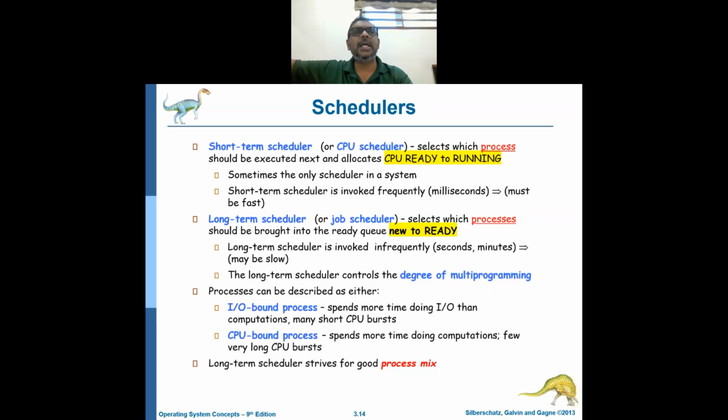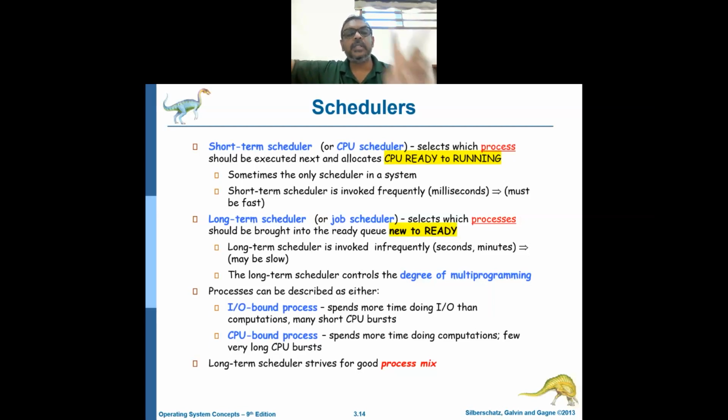So why do we need these schedulers? These schedulers are important to keep track of the number of programs or processes which can be run by the CPU. Because if you do not have a scheduler, then the processes or the programs can be jumbled up. So the operating system provides a scheduler to keep track of all the processes. And if you can see here, the long-term scheduler controls the degree of multi-programming. We'll cover that in the next slide.